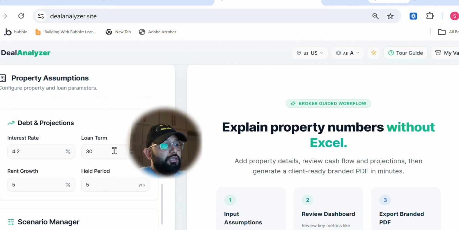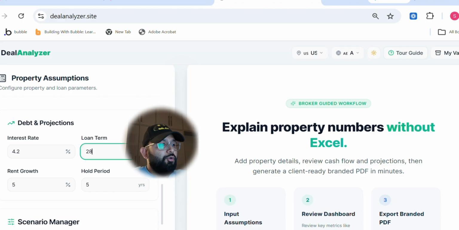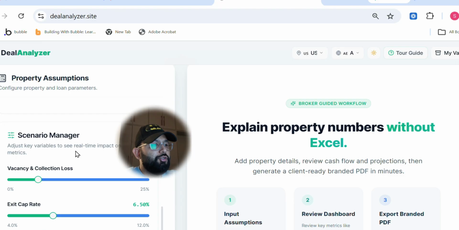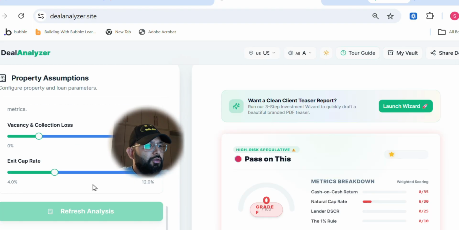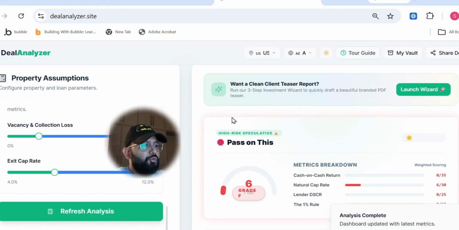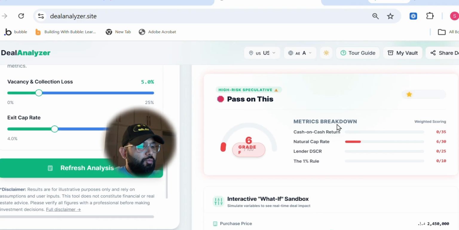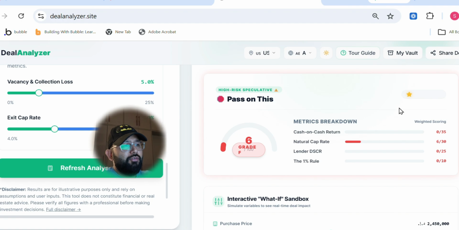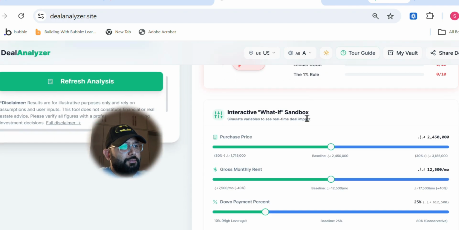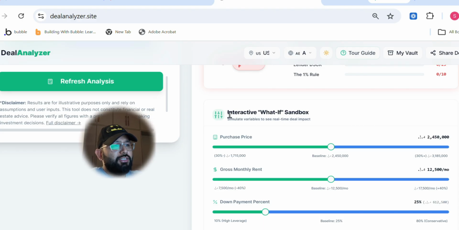The interest rate, because you must be seeing that something has changed. When we change from retail to multifamily, some of the inputs are preloaded and changed, which is okay. You can quickly change it as per your scenario. 4.2% is the interest we are taking. We expect the rent to grow by 5%. It's Dubai, it's a fairly good market. We expect the loan term around 30 years, make it 25 for example today. And we expect vacancy and collection of 5%. Exit cap rate is 6.5%. Okay, fine. So let's do a quick analysis.